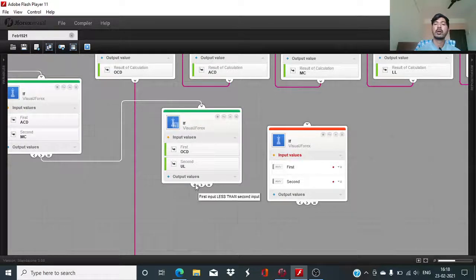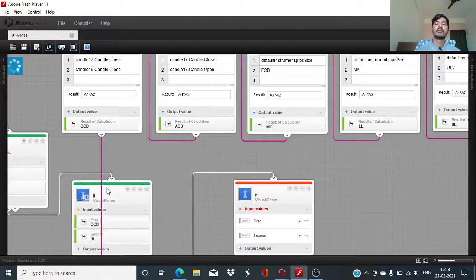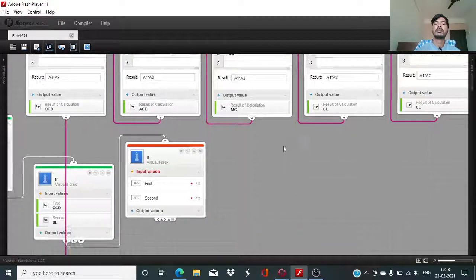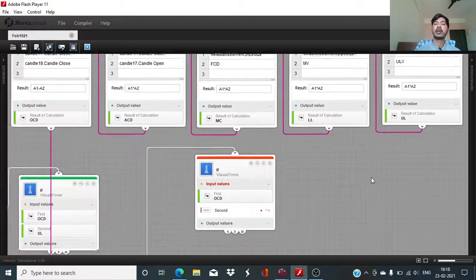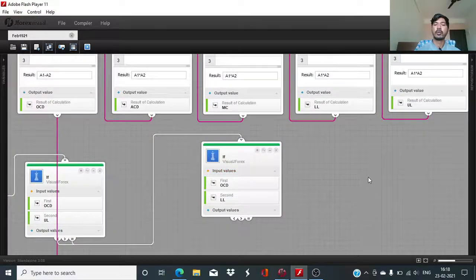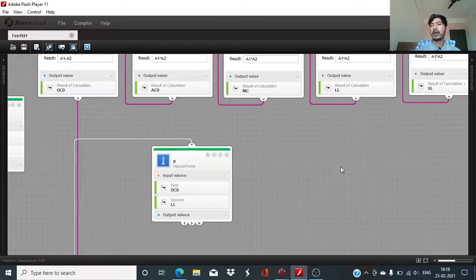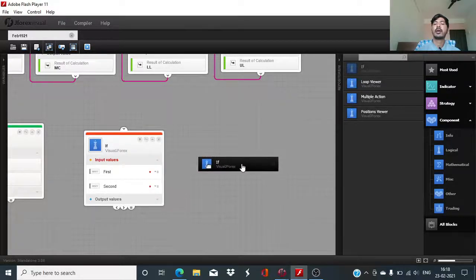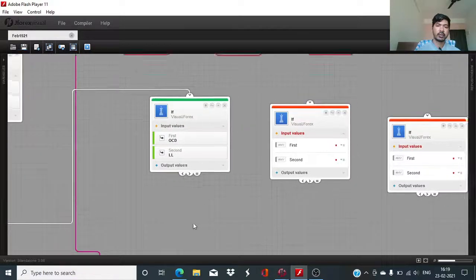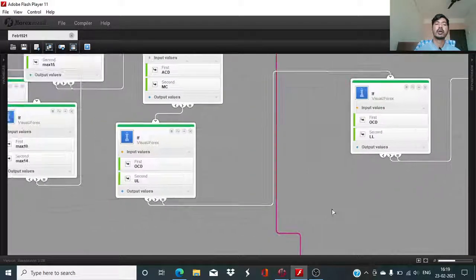OCD. Okay, first input less than or equals to, and this also needs to be less than or equals to, sorry, not less than, greater than or equals to. These conditions need to be in place, and also we will need to define the exact entry point. So here this needs to be greater than or equals to.